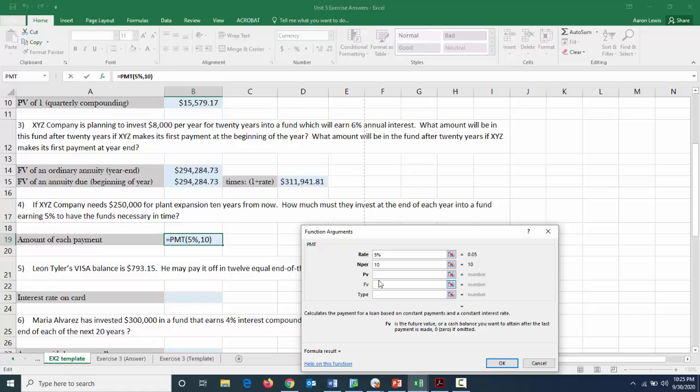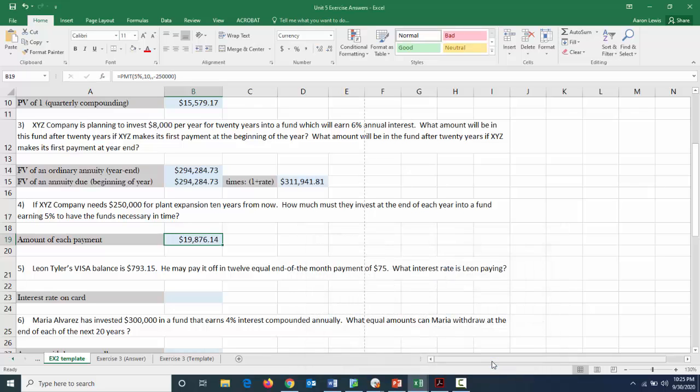So let's make that negative 250,000. And that information tells us that if we make a deposit of $19,876.14 on the last day of each year, 10 years from this date, we will have $250,000 in our investment fund.